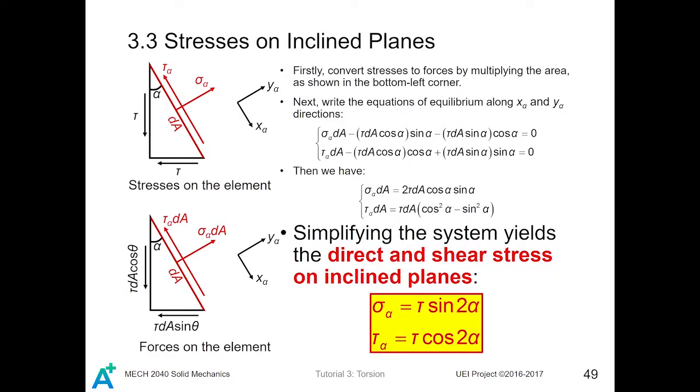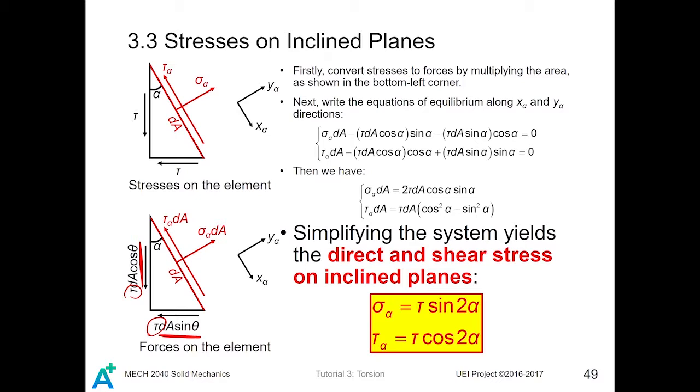Now we do the static equilibrium of this triangular wedge stress element. Consider the area of the inclined plane to be dA. Then the area of this surface will become dA cosine theta, while the area of the surface at the bottom is dA sine theta. Since the stress on both of the surfaces is the same, which is tau xy, we just simply write it as tau.